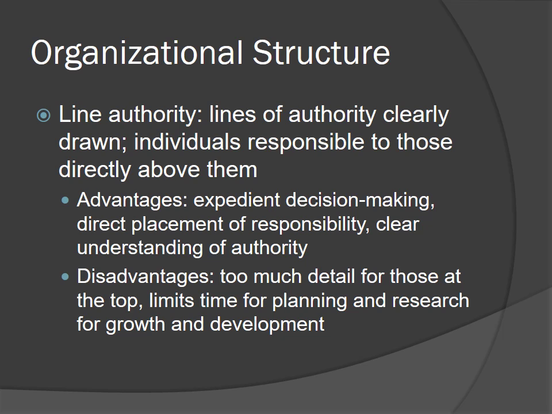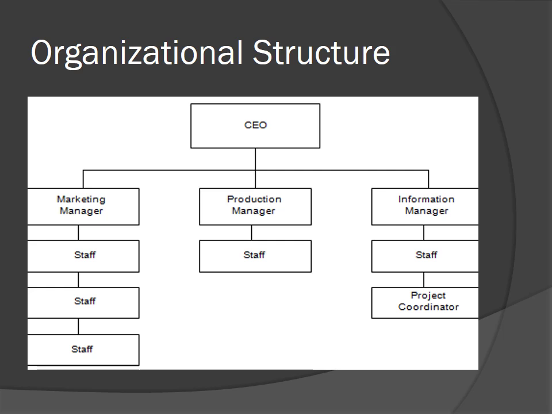Disadvantages include the fact that there's too much detail for those at the top to be overlooking everything that's going on at the bottom. So this limits the time that is available for planning and research for growth and development. Here is an example of line authority where each individual reports to the person directly above him or her, with the CEO in this example being the top ranking member with authority.